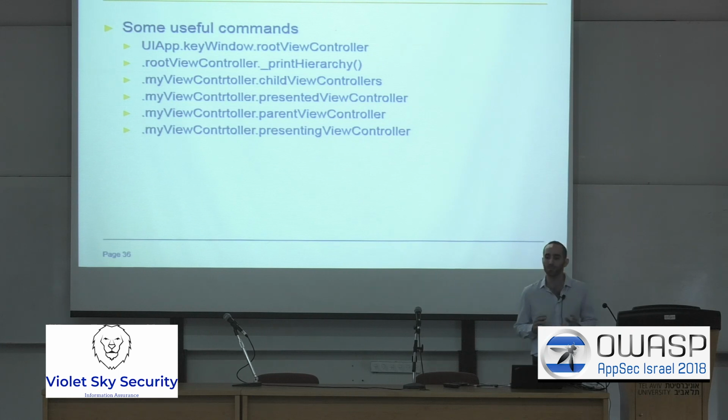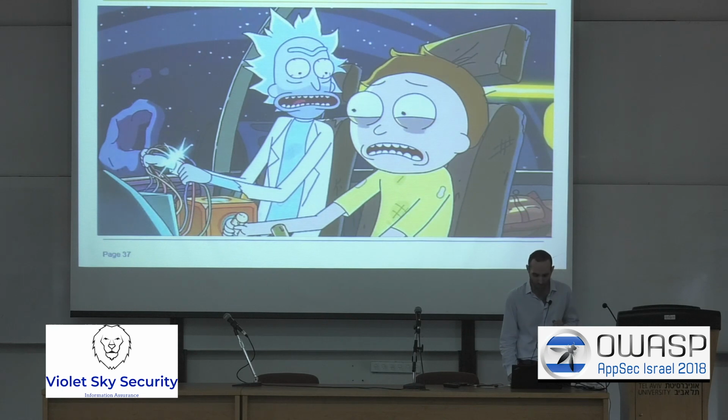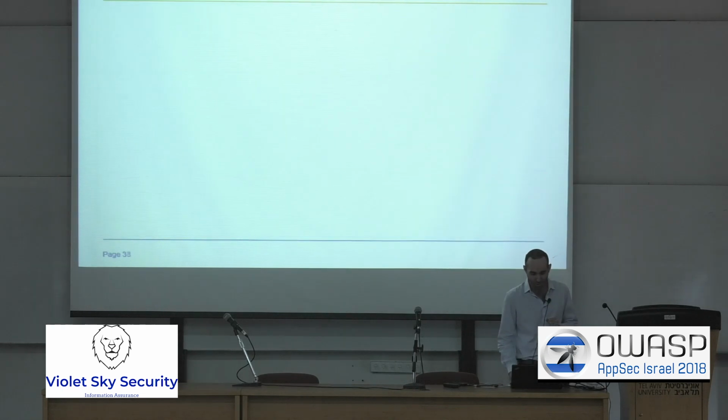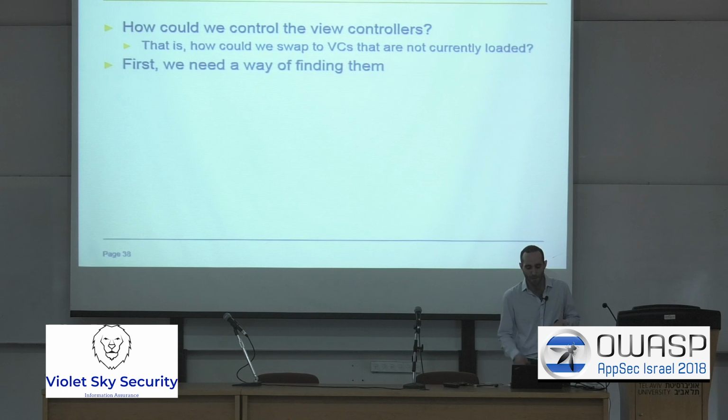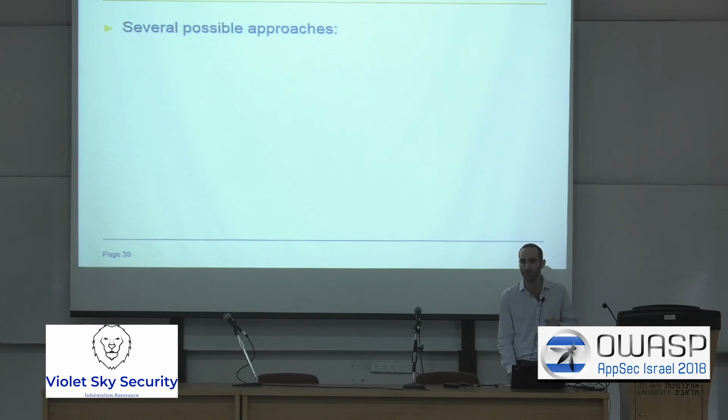So now the main question that remains is, how do we control view controllers? So, controlling view controllers. First, what controlling view controllers means is that we could swap view controllers that are not currently loaded in the application. So the first thing, of course, that we need to do is find those view controllers. So the first question is, how do we find view controllers that are not currently loaded? There are several possible approaches for this.